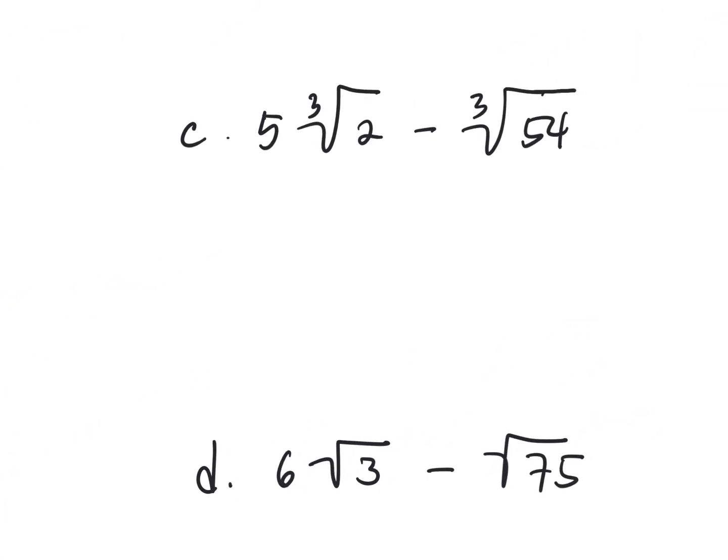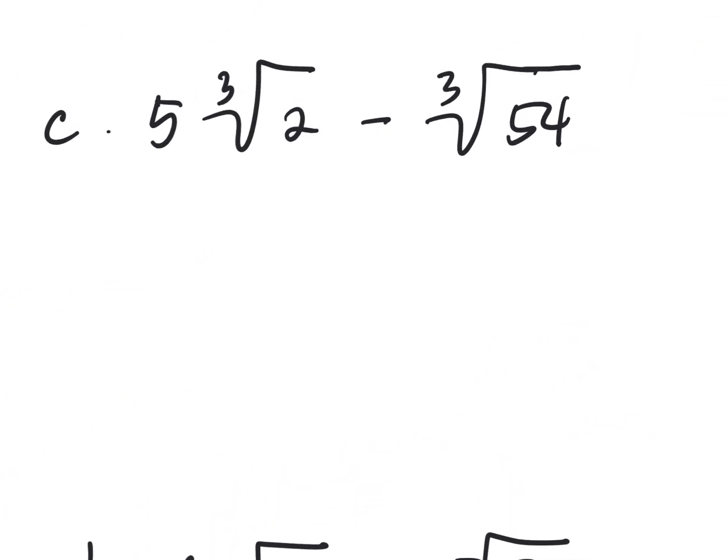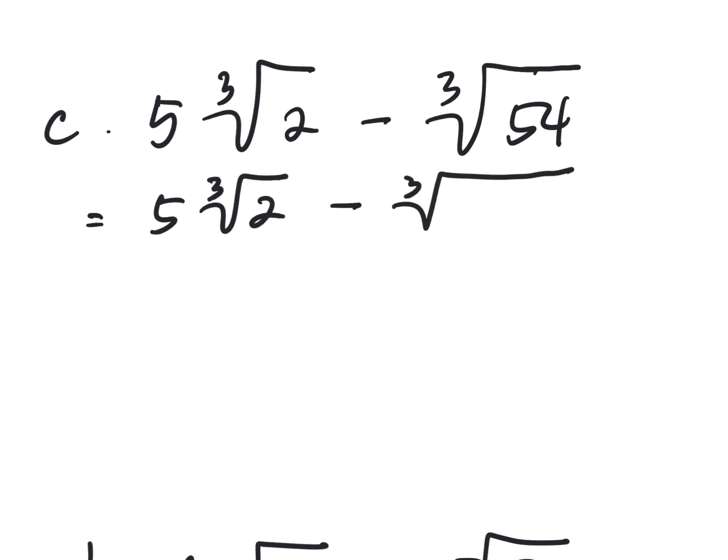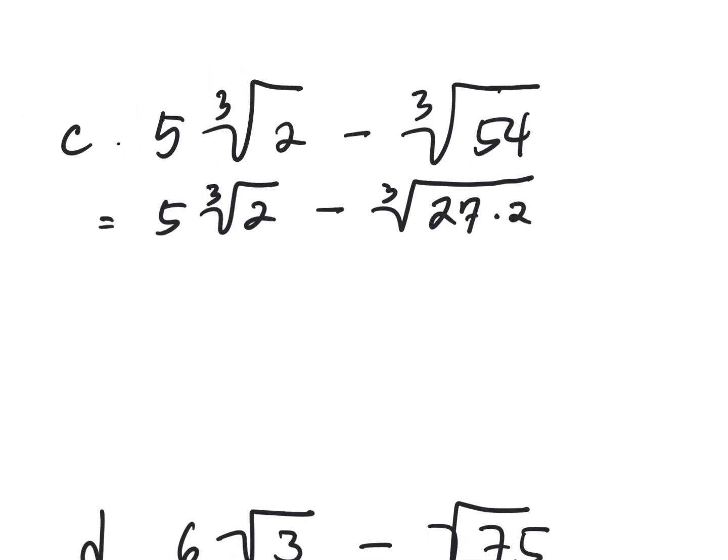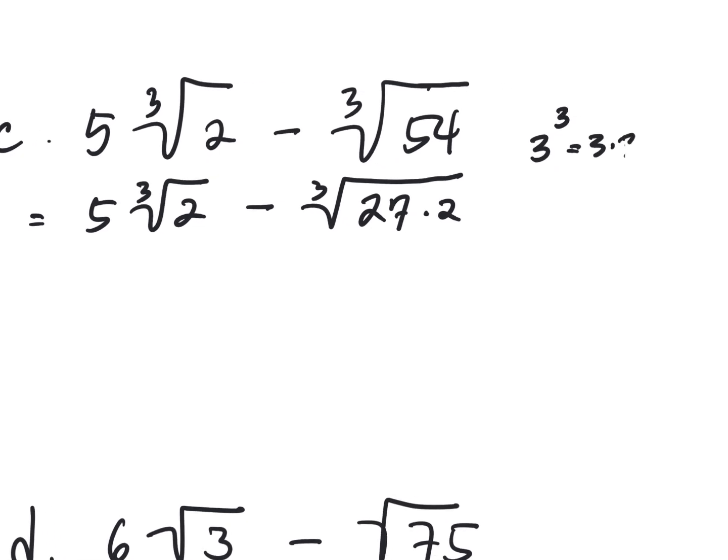Okay, letter C. It's a cubic one. 5 times the cube root of 2 minus the cube root of 54. Now let's continue to put 5 in here and copy this term because it's already simplified. But the cube root of 54 can also be written as 27 times 2. Now why 27? Because 27 is actually a perfect cube. 3 cubed is the same as 3 times 3 times 3.